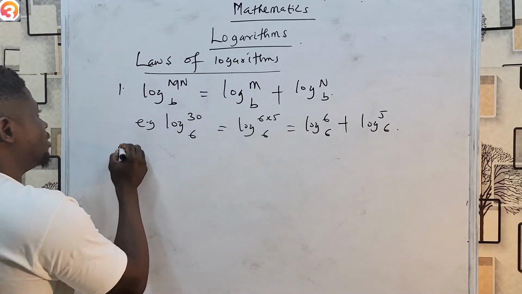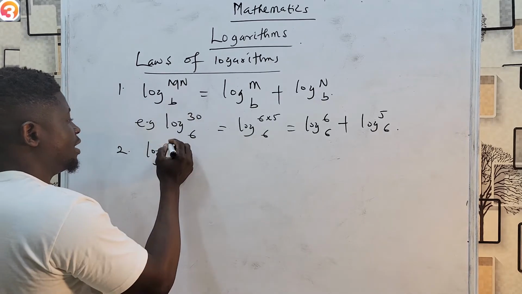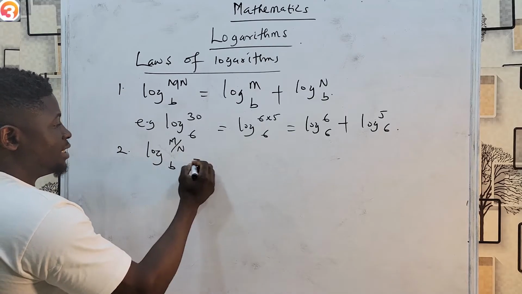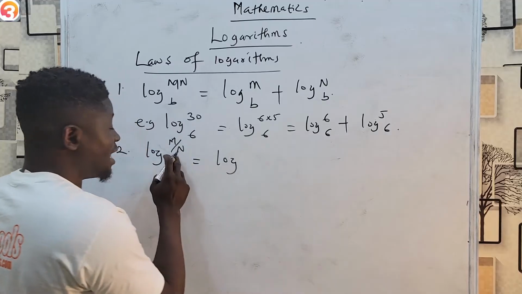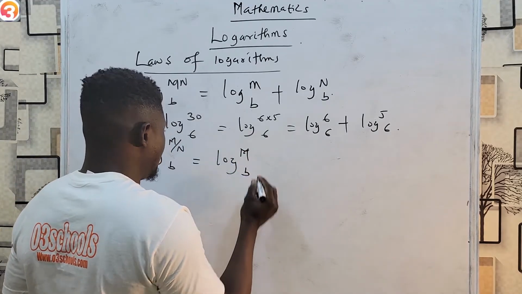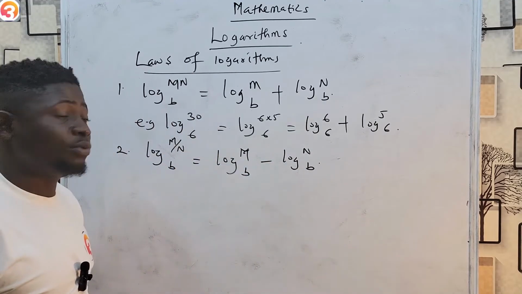So let's look at another law. This was multiplication. If you have division, log m over n base b, the same thing as log, now here we add, so here we're going to have subtraction. Simple as ABC. Log m base b minus log n base b. It's as simple as ABC.